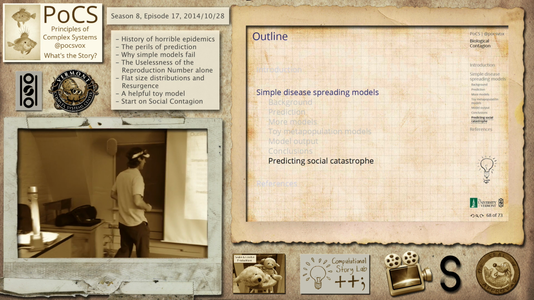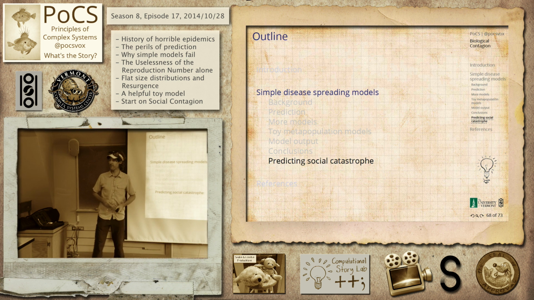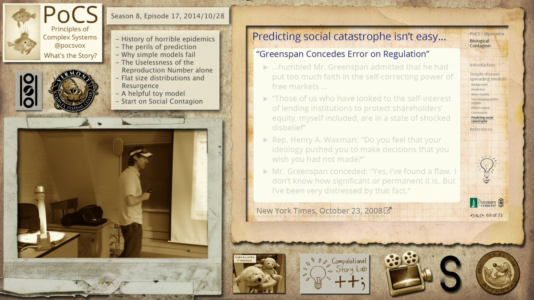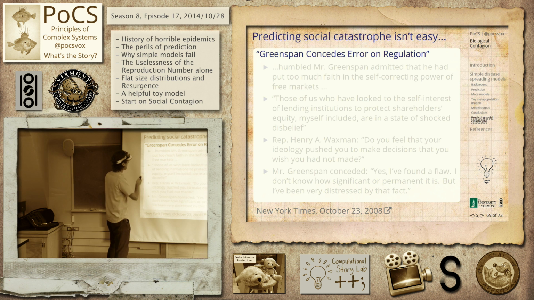All right, I have a little piece here. This is related, so we've talked about epidemics. So predicting social catastrophe, that's not easy. We like to talk about it. So this is Greenspan. This is 2008. So this is a while ago now, right? So 6 years ago, and I have some stuff from 2007. So there, things happen. Things have changed since then.